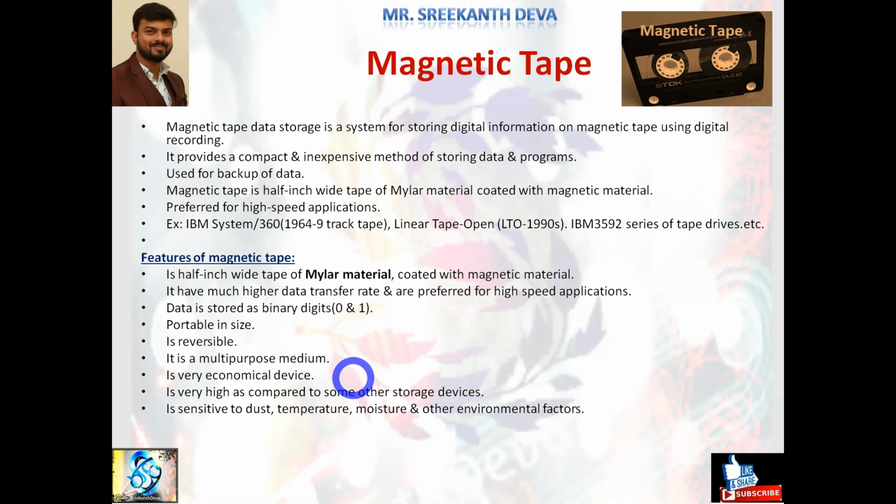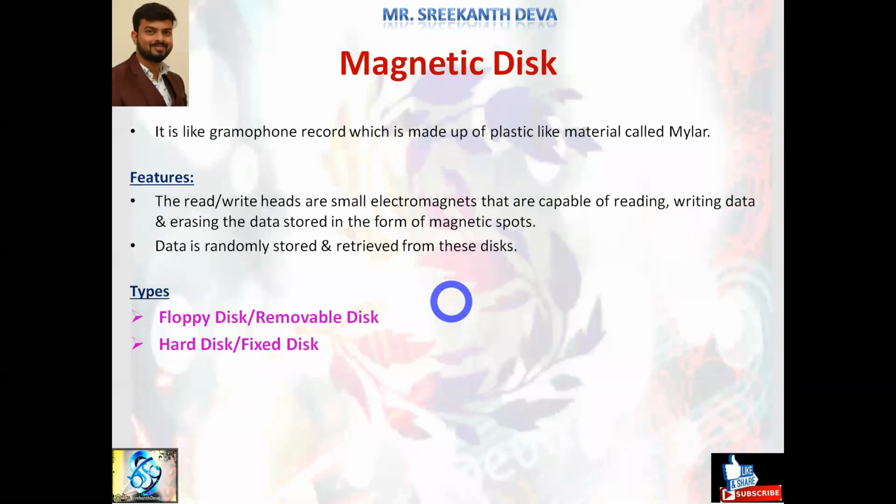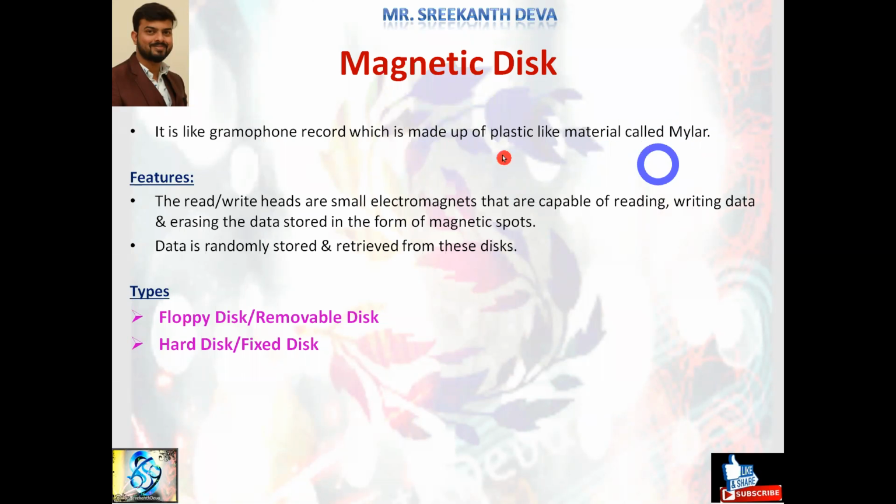Next we go with magnetic disk. A magnetic disk is like a gramophone record, which is made up of a plastic-like material called Mylar. Magnetic disks are the most popular medium of data storage nowadays. It looks like a gramophone record, made up of plastic-like material called Mylar. This material is used for magnetic disk.